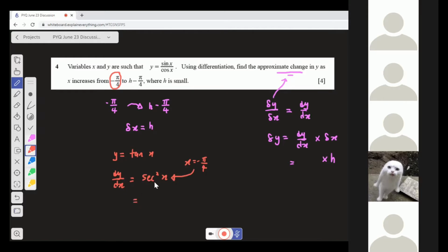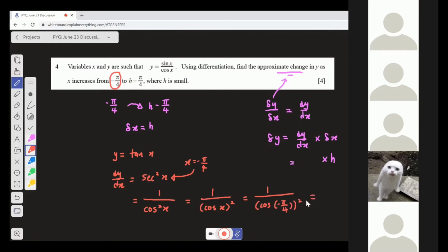But this is sec square x. It's not easy to substitute. I have to change it to this term, 1 over cos square x. And cos square x also represents cos x bracket square. So in this case, now only then you substitute in, because your calculator only has sine, cos, tangent, it does not have sec. So you have to change it.